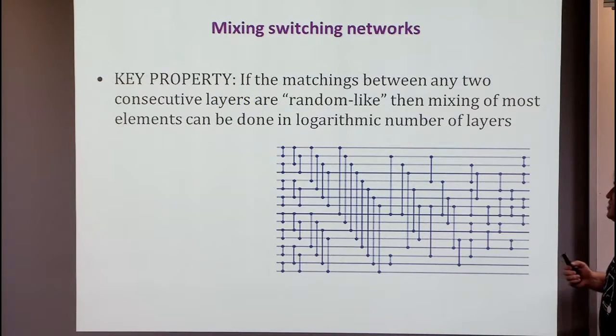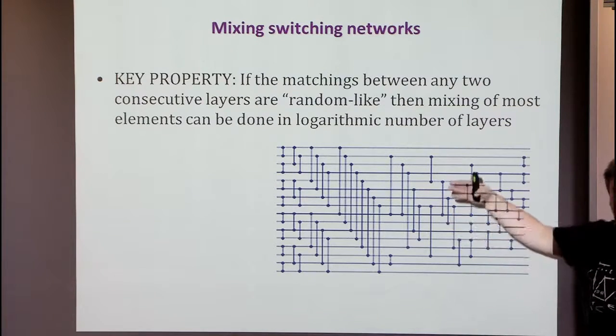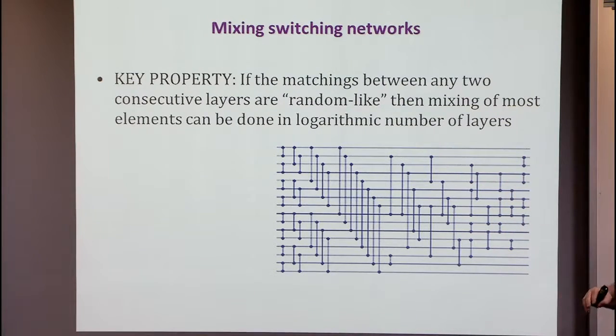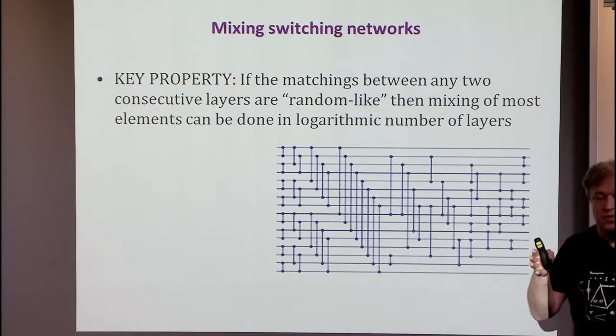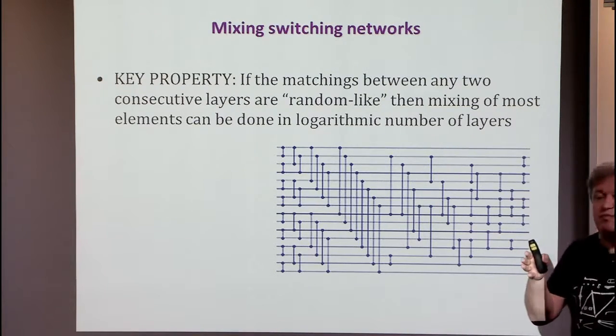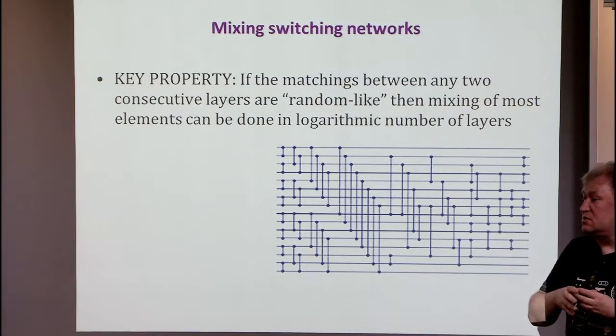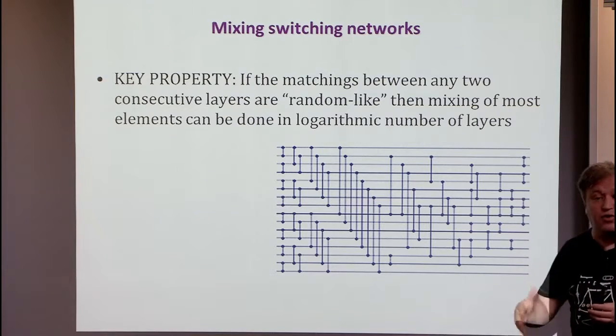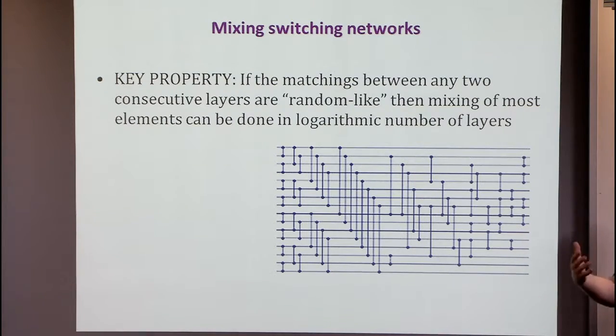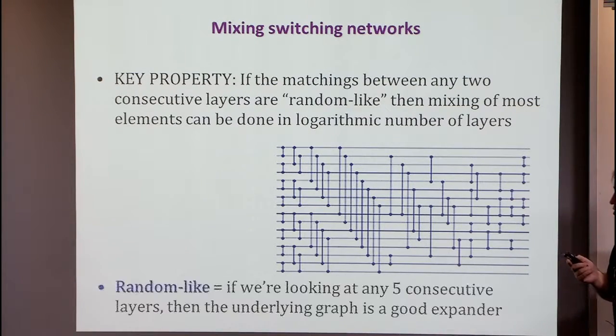Now, what does expander mean here? It's a well-known fact, which we can interpret in our language, that if you look at any, say, 5 consecutive matchings or layers, and the graph induced by these layers, then this graph for almost all switching networks will be an expander.